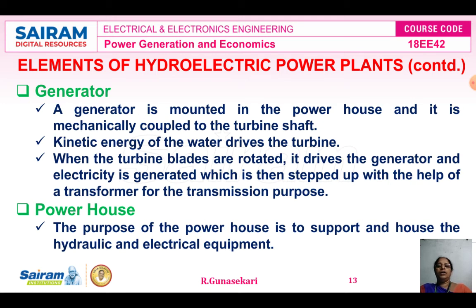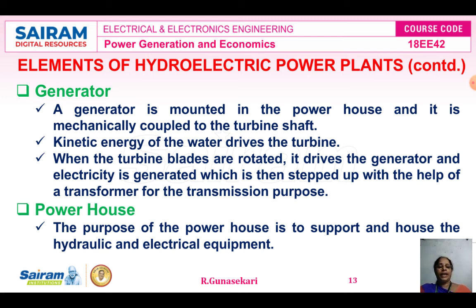The last elements are the generator and powerhouse. Generator, you already know, what does a generator do? Input is mechanical, output is electrical. Why do we use a generator in the hydroelectric power plant? The mechanical energy is converted into electrical energy. The generator is mounted in the powerhouse, and it is mechanically coupled to the turbine shaft.